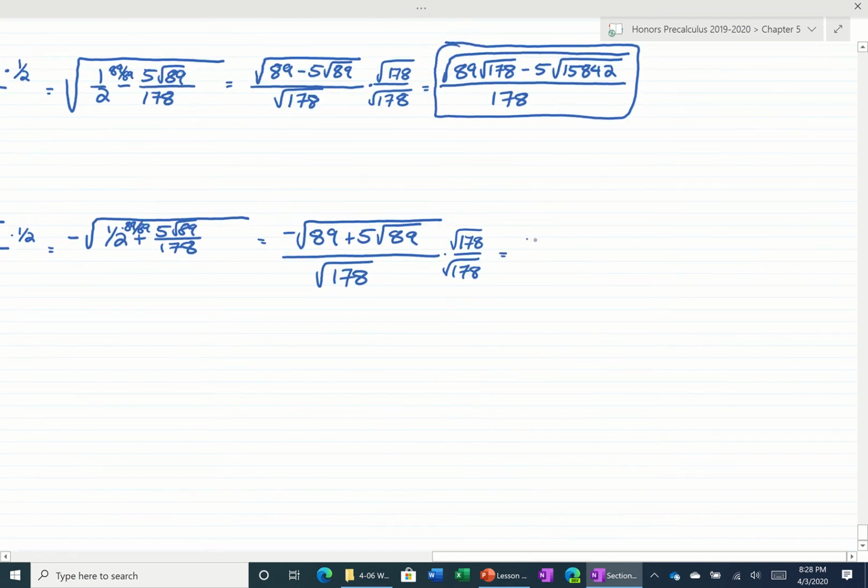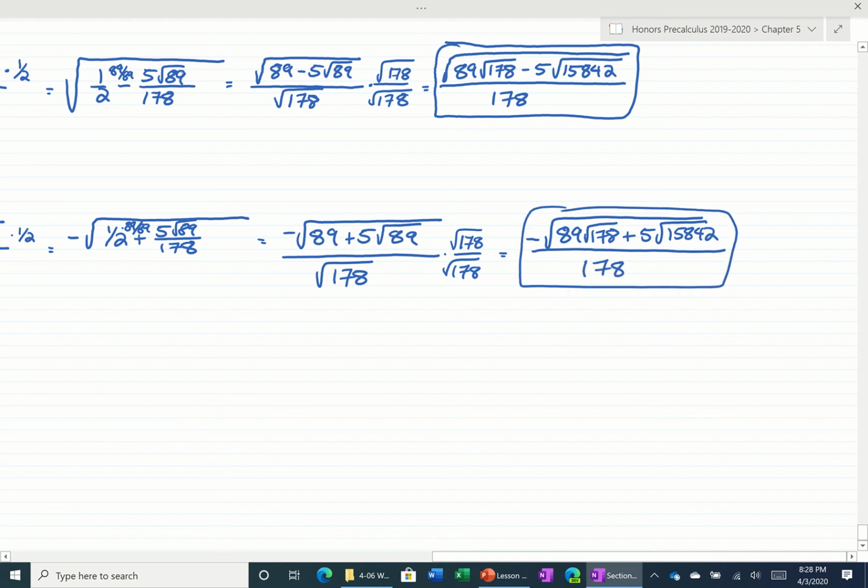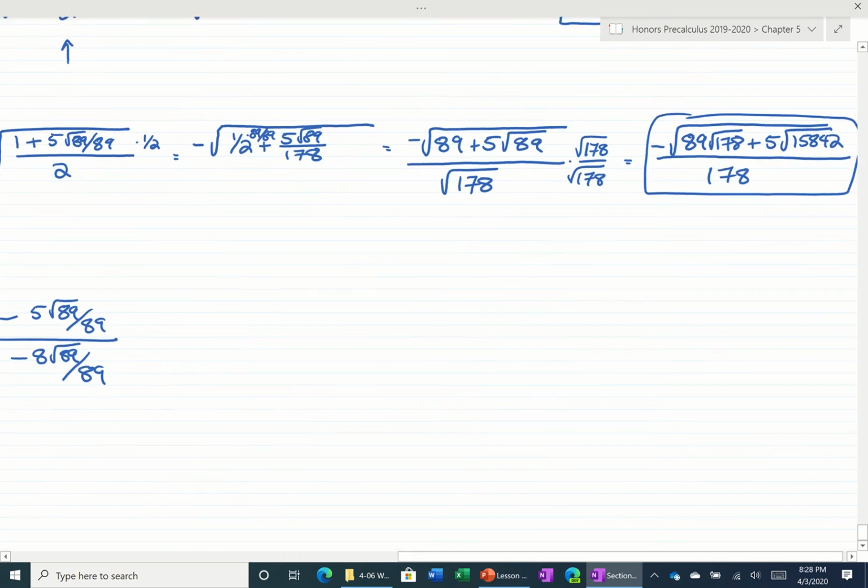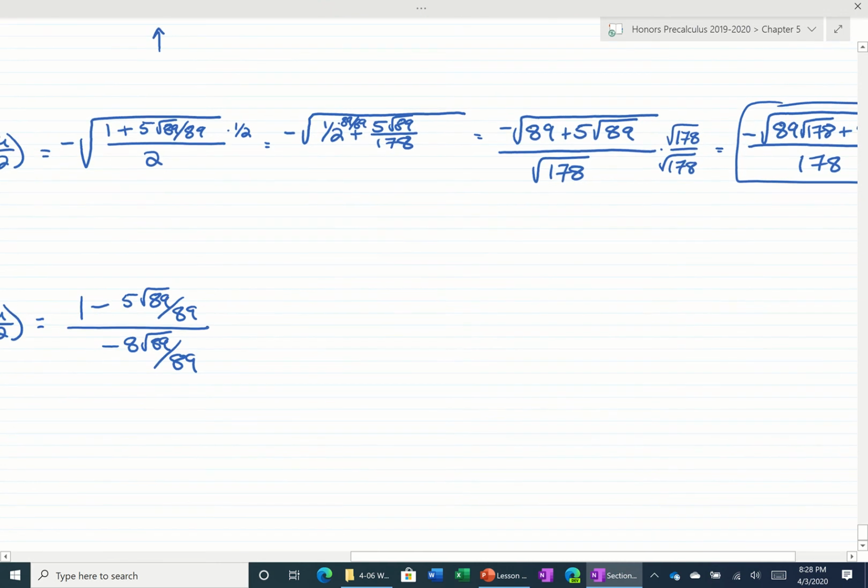we get negative square root of 89 times the square root of 178 plus 5 square root of 15,842, divided by 178. And again, that's the best mathematical answer because there's no radical in the denominator. I think your book stops right here, but just stay tuned for a later lesson and I'll clarify what my expectations are.